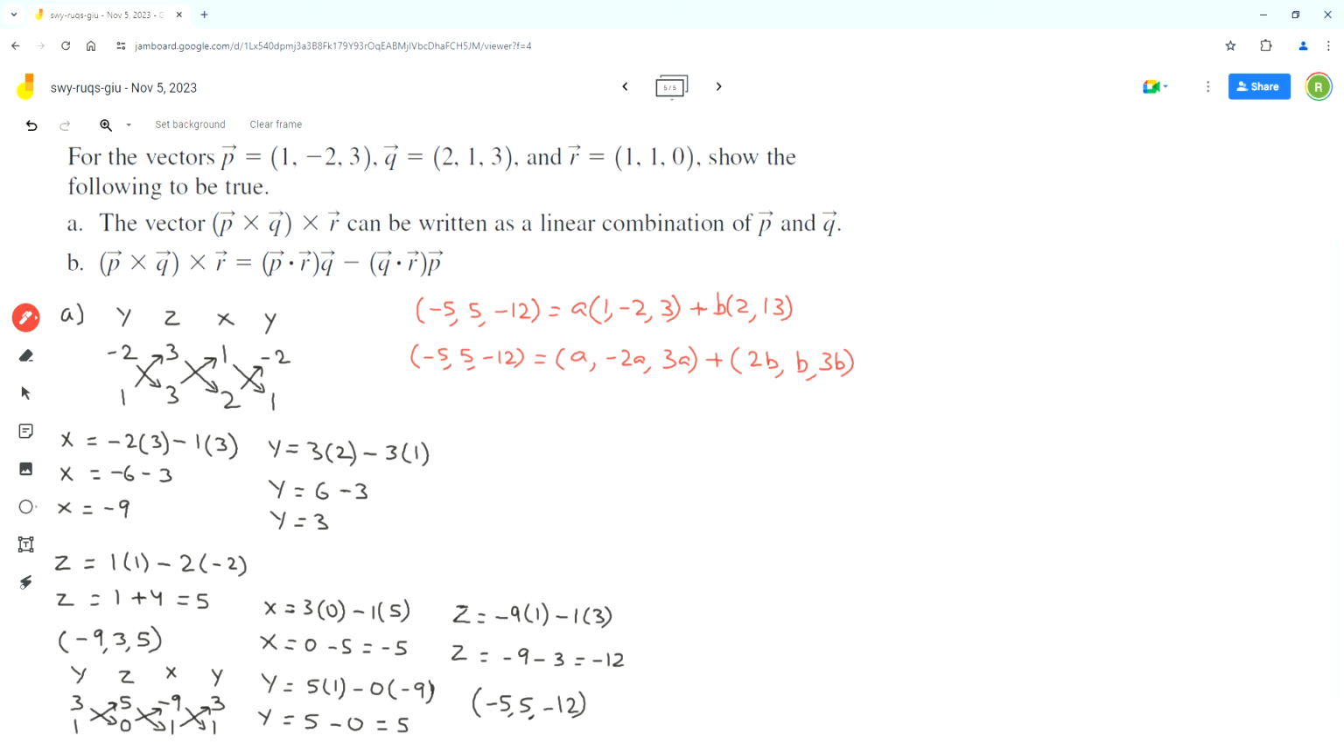Now we can add the vectors on the right side. We can add their x, y, and z components. These two vectors are equal to each other if their x, y, and z components are equal to each other. So we can write three equations for A and B.